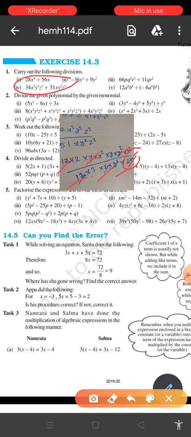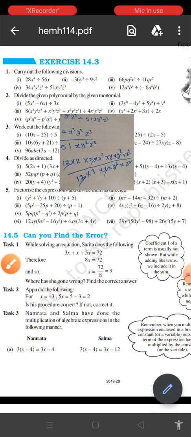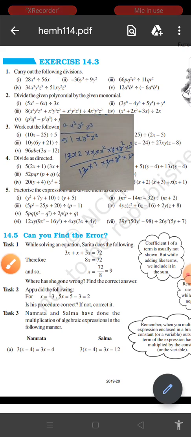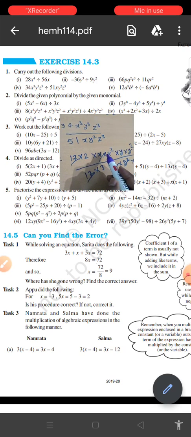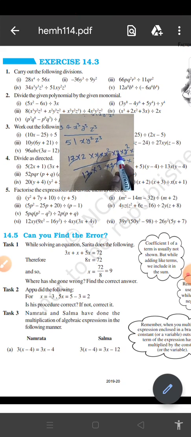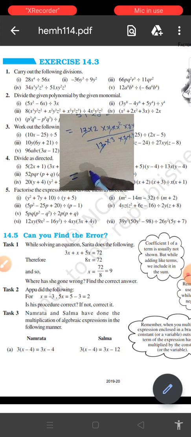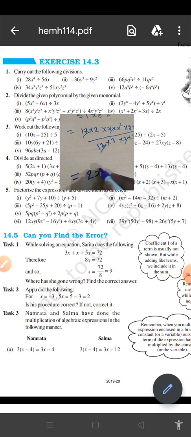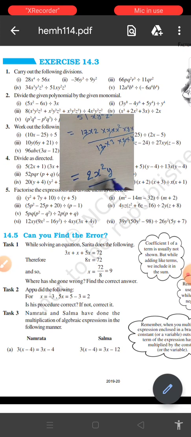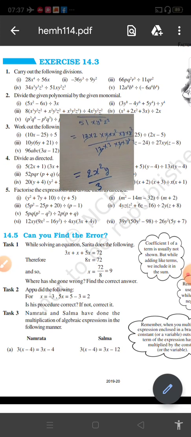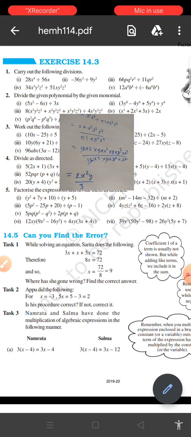So what is your required result here? So you can see next step, we have 2 into x power 2 into y. Clear? So you can write here 2 x power 2 into y divided by 3. Student, so this is your whole solution. You can see.